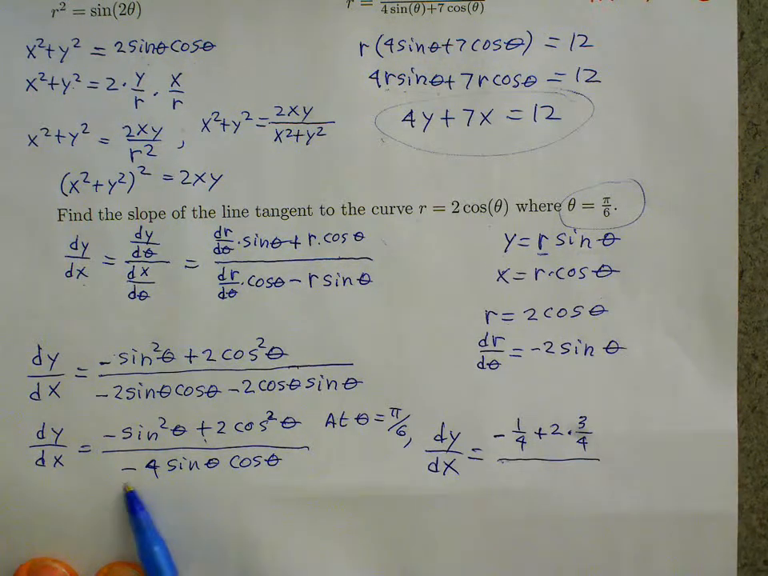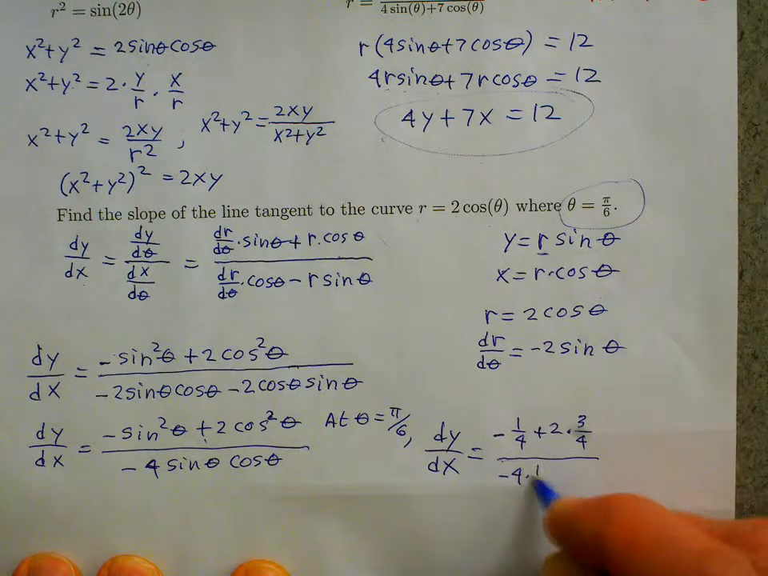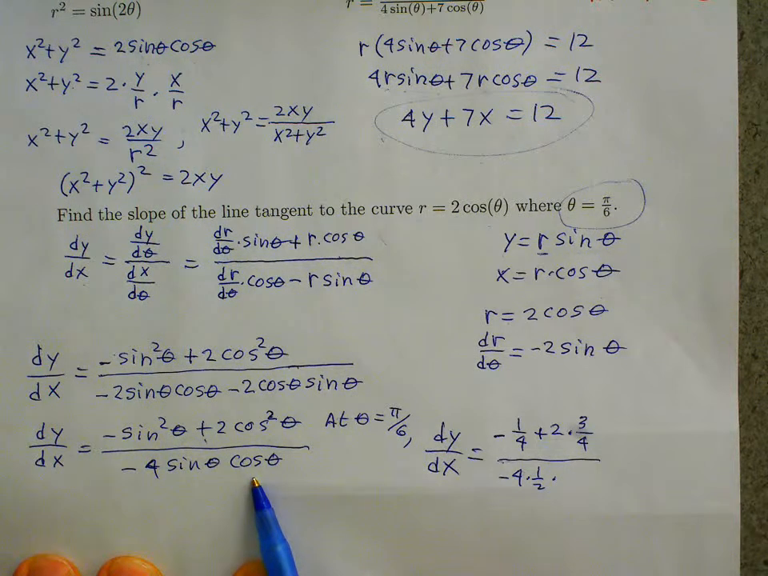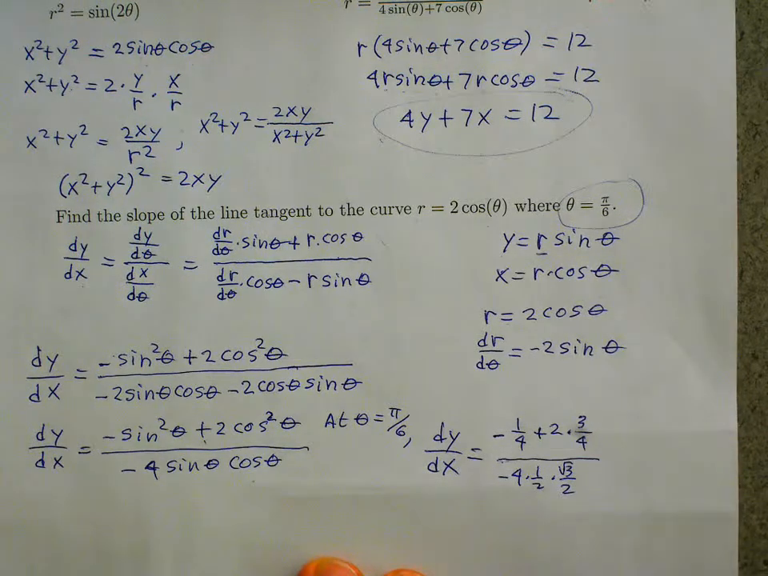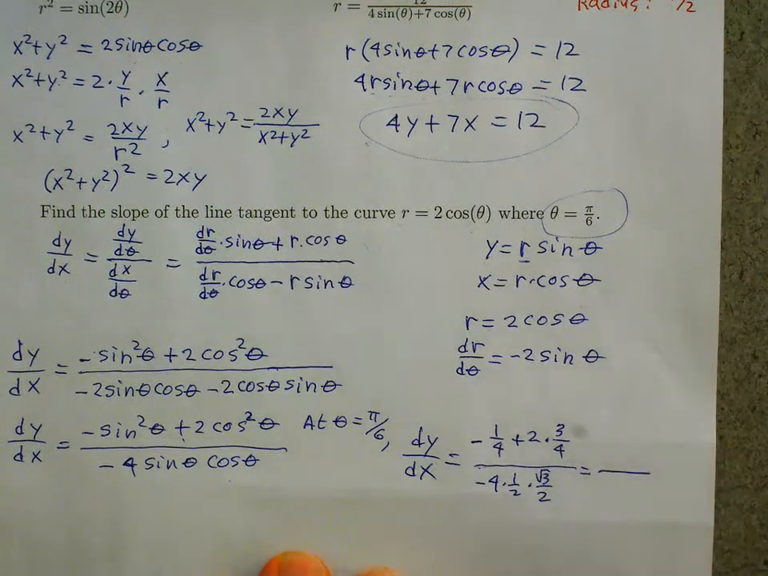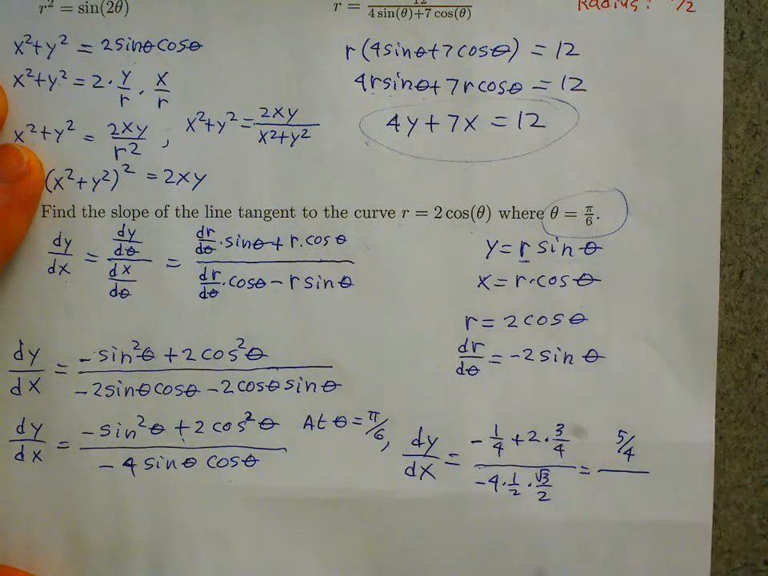So in the denominator, negative 4 times sine of pi over 6, that's negative 4 times 1/2, times cosine of pi over 6, which is the square root of 3 over 2. So let's see. In the numerator, negative 1/4 plus 6/4 is 5/4. And in the denominator, negative 4 times the square root of 3 over 4 is just negative square root of 3. Are you getting the same numbers?